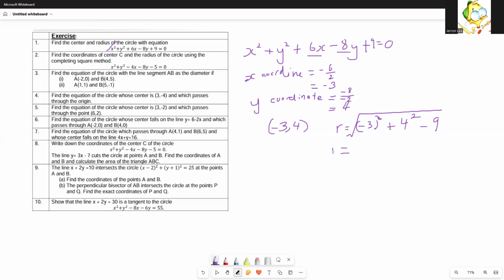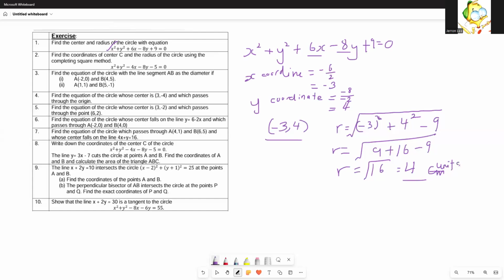Let's do it very quickly. That will be the square root of 9 plus 16 minus 9. All right, good to go. So your radius in this case is the square root of 16, which equals 4. So your answer for number one is negative 3, 4 as your center, and your radius is actually 4 units, my bad, not cm.